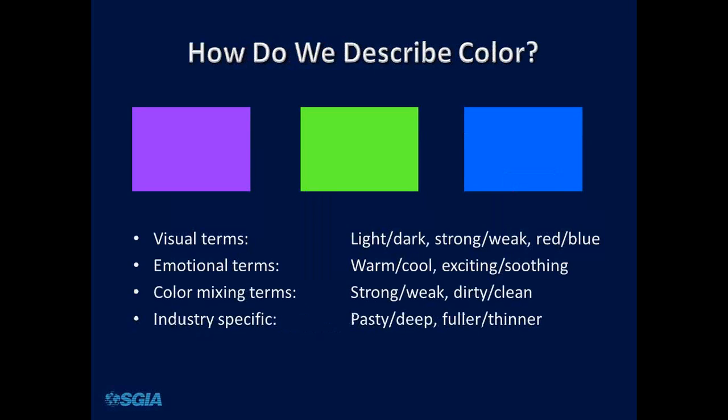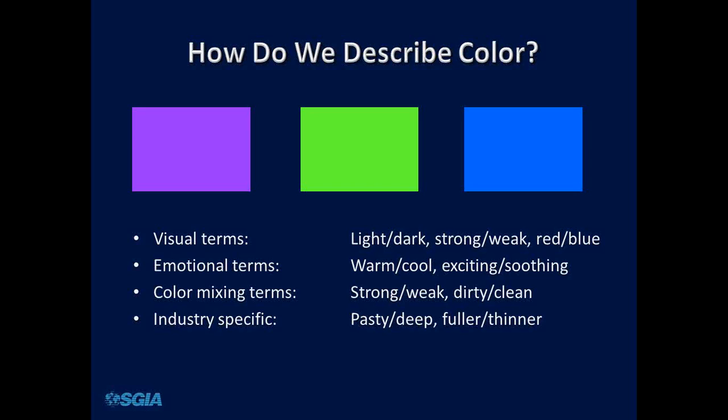So how do we describe color? You'll hear visual terms like light and dark, strong and weak, red and blue. Emotional terms: it's warm, it's cool, it's exciting or soothing. Color mixing terms: it's strong, it's weak, it's dirty, it's clean. Industry specific: pasty, deep, fuller, thinner. But do any of them really help you reproduce that purple?